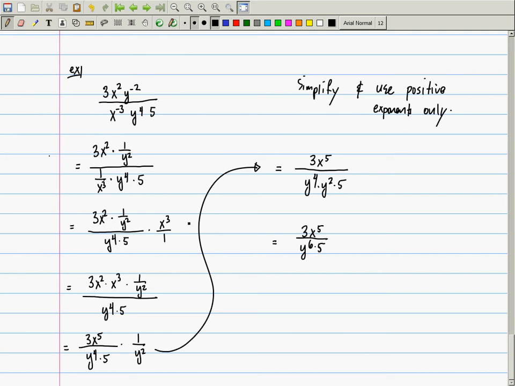Okay, so now I'll say that was part one. Now part two is: express your answer as a single term and not a ratio, using negative exponents as necessary.